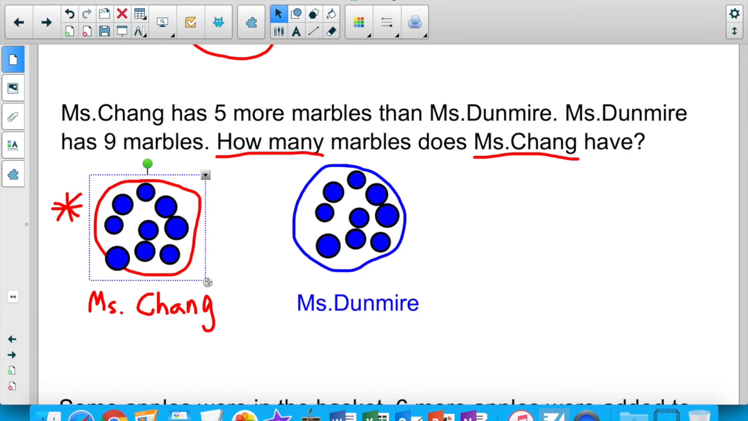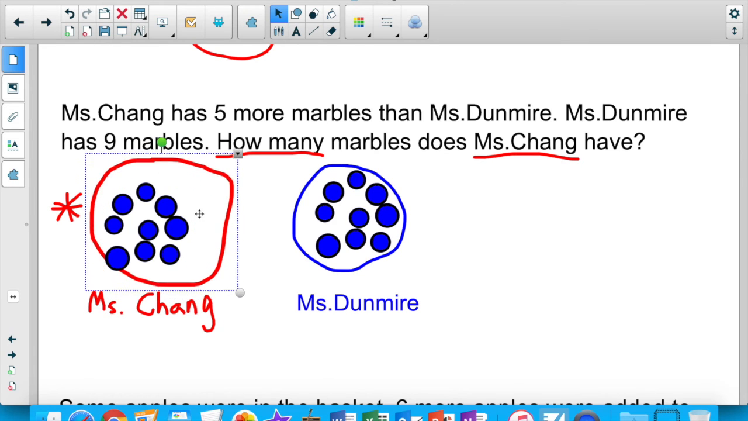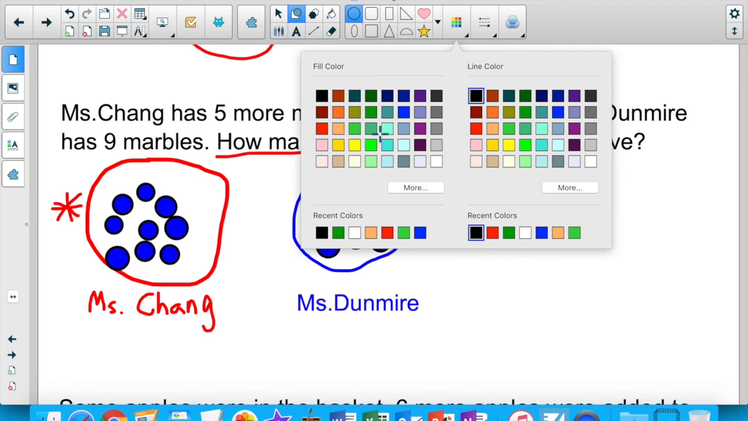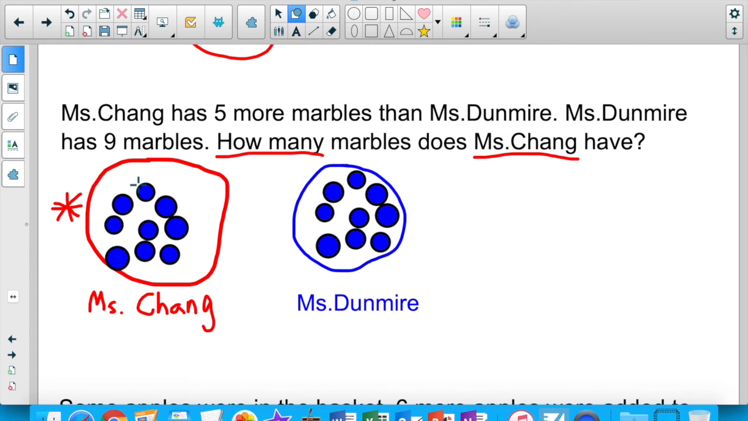Let me make this a little bit bigger. Okay, so Miss Chang has this many plus 5 more. So let me draw 5 more marbles into Miss Chang's bag. Let's use red. Okay, so she has 1, 2, 3, 4, 5 more. There we go.